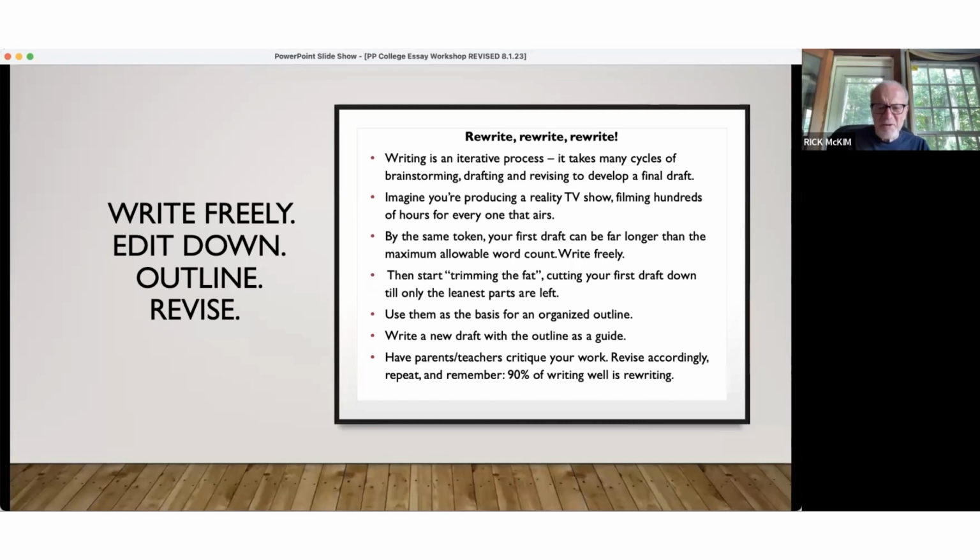And finally, well, it's not finally, because you have to repeat this process, have parents and teachers critique your work, people you trust, an older sibling perhaps, who's already in college, or parents and teachers are always good, tutors as well, we should say. Revise, repeat, and remember, 90% of writing well is rewriting. It's like Woody Allen said, 80% or 90% of success is showing up. It's the same idea.